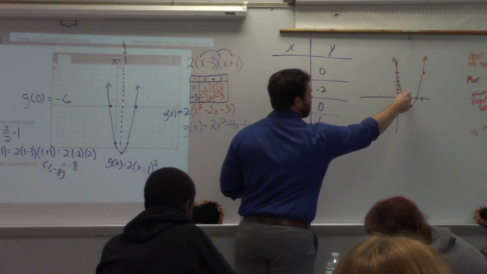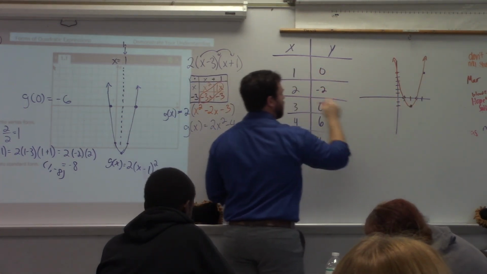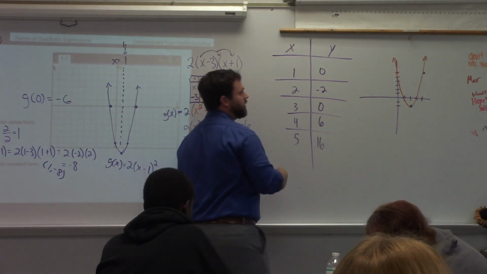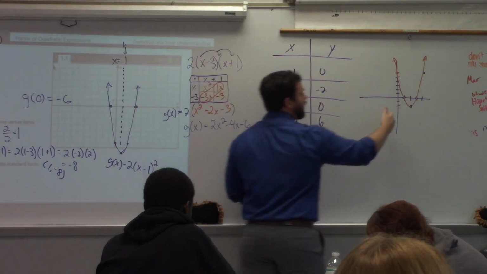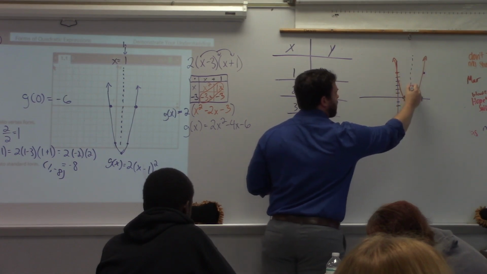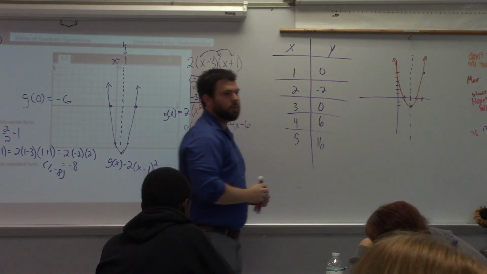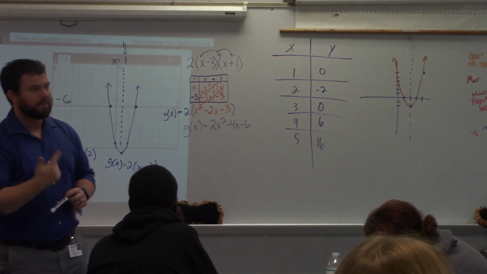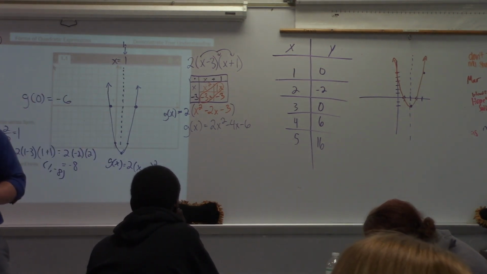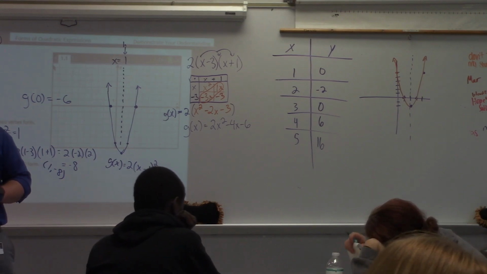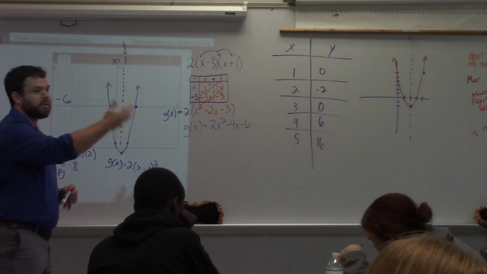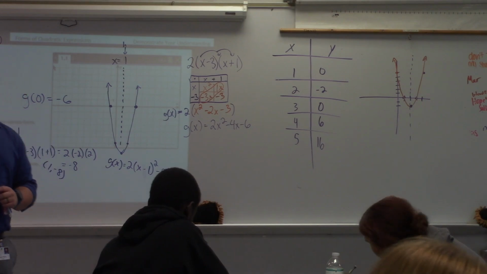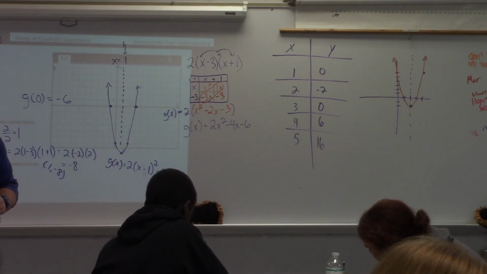1, 0. 2, negative 2. 3, 0. 4, 6. I decided not to go with the 5, 16 because you. But notice I used the idea of a line of symmetry to get my y-intercept in there. Do you have to keep a table as a table? Do you have to keep a graph as a graph? Use whatever's most comfortable for you. I do want to point out that this tells the same story because those two representations are what? Equivalent, right? Same inputs mapping to the same outputs.